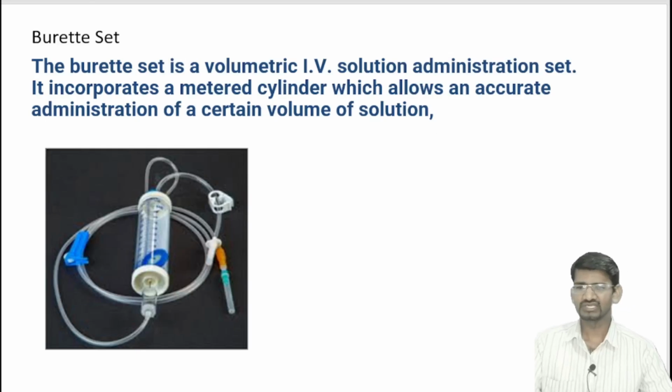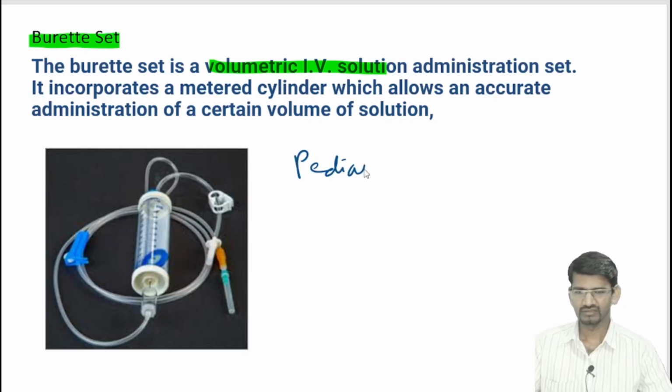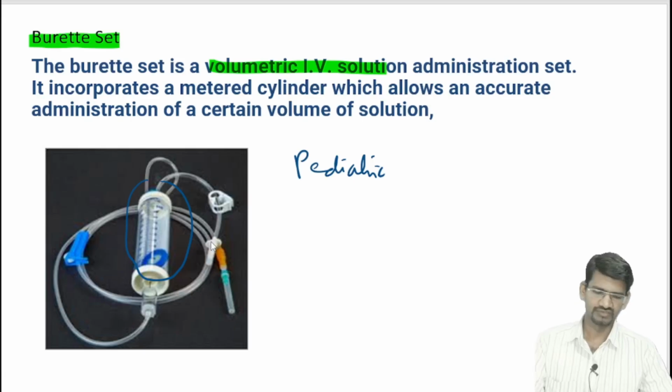And I have told you there is one more set, the burette set or volumetric infusion set. It is commonly used in pediatrics where an accurate amount of fluid needs to be administered, and to avoid accidental fluid rush or high volume fluid administration to the patients, especially in pediatrics. In this drip chamber we take the required amount of the fluid, and it will be delivered through these tubings.